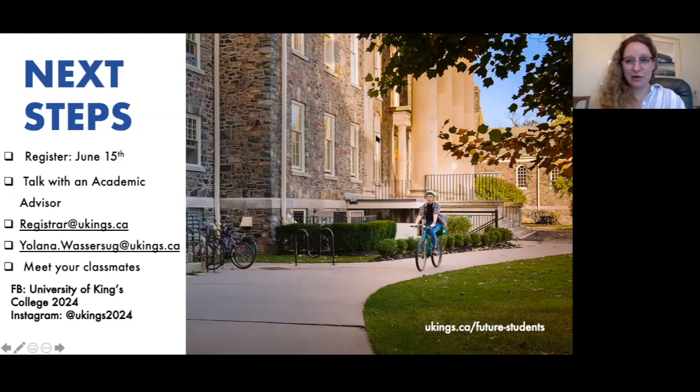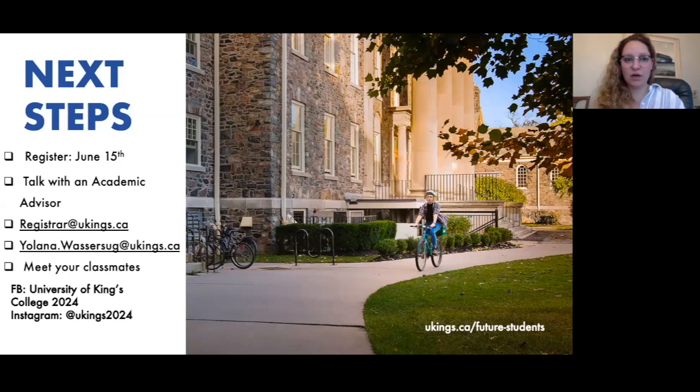I don't have the concrete answer to it yet, but I will say that if you are at home and your home has barriers that will make it hard for you to learn online, for example, if you live in an area where you do not have access to reliable high-speed internet, that is relevant information that you should share with the residence office. You could email residence@ukings.ca and let them know that that is a circumstance that you're facing.